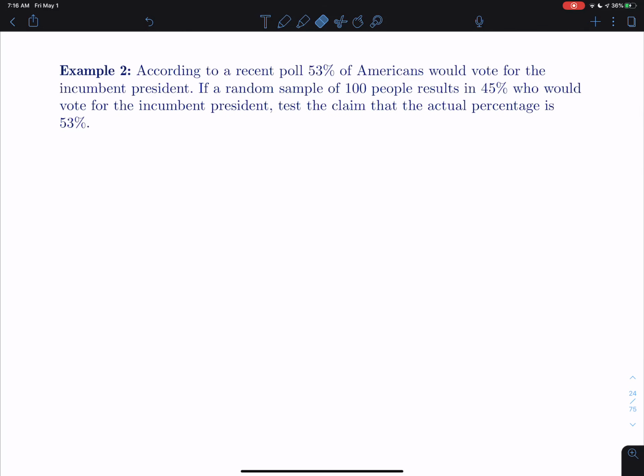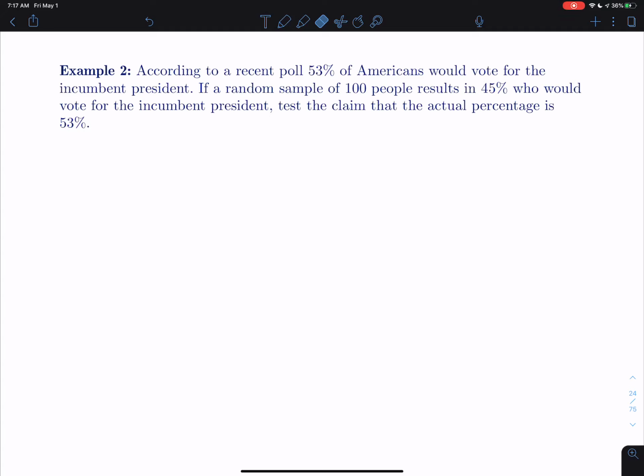So we have, according to a recent poll, 53% of Americans voted for the incumbent president. If a random sample of 100 people results in a 45% vote, test the claim that the actual percentage is 53%. So there is a belief that the population of the Americans that voted for the president is 53%, and you're trying to test that belief.